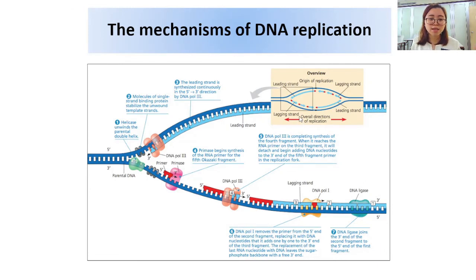Okay, so this is the mechanism of DNA replication. This is one of the diagrams that show from step 1 until step 7.